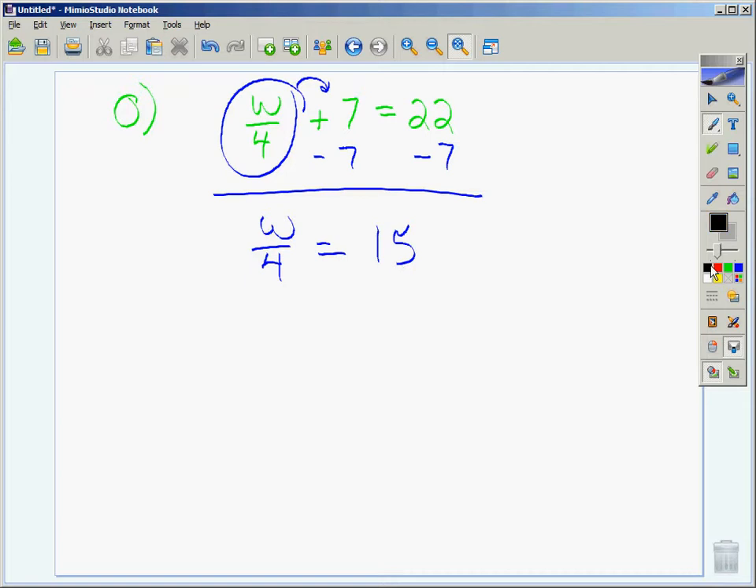If I look at where my variable is, this is what I want to get by itself. It's being divided by 4. What's the opposite of division? Multiplication. 4 times 15 is 60.